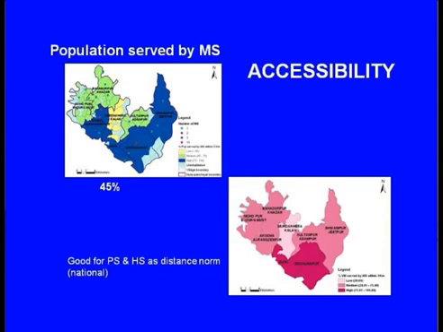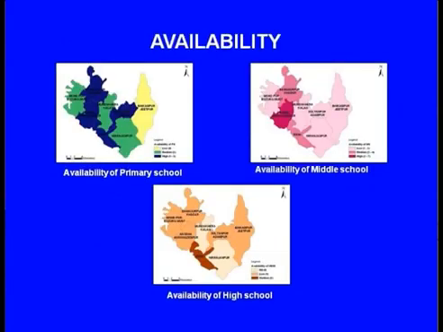We can see how each middle school is serving the population and which villages are being served by the middle school. Then the availability of primary school, middle school and high school is depicted in this particular slide. What we find is that in vast areas the availability of up to medium level schools is okay, while high level schools are only restricted to certain regions.